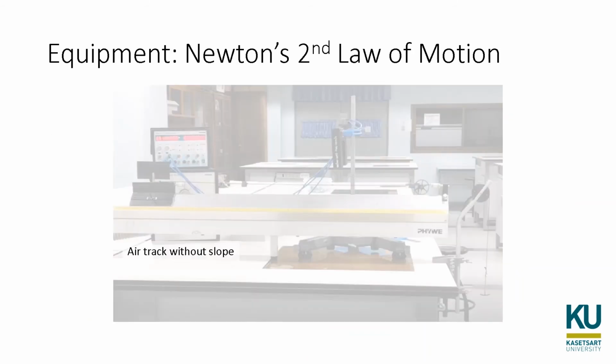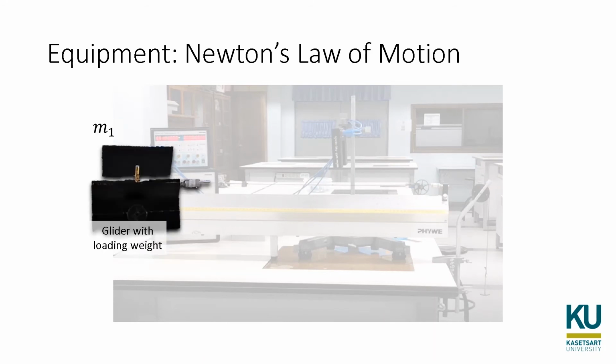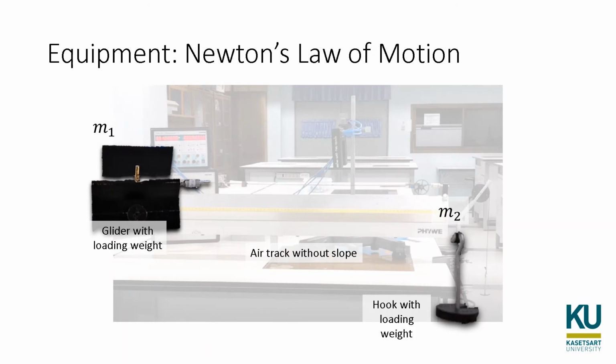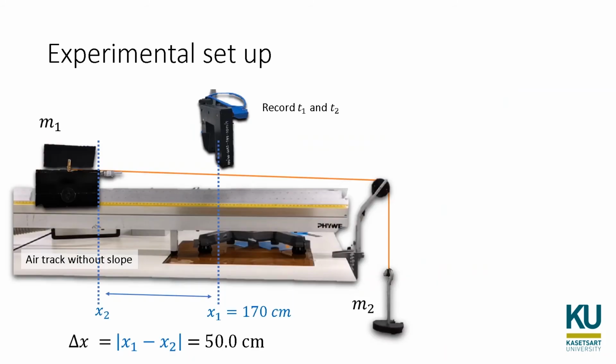So in the experimental part, we mostly use the same type of equipment, but we add the hook and string for pulling this glider by the M2 weight. And this glider also moves through the photogate. For the setup of the experiment, you have to move the photogate a little bit closer to the pulley, which is attached to the end of the table.